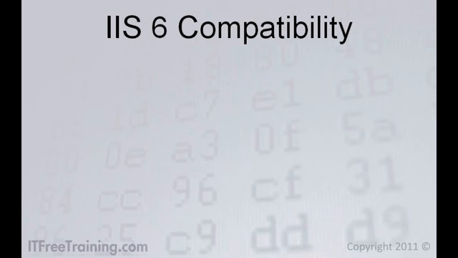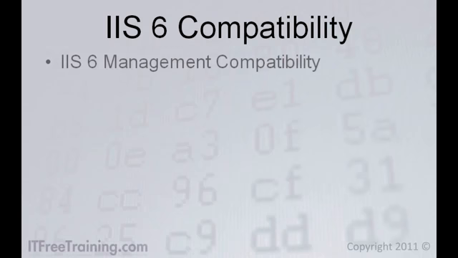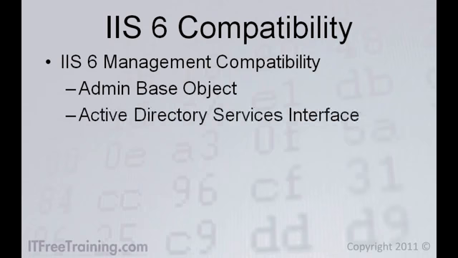There are 5 different compatibility components. First, IIS 6 Management Compatibility. This is the root component and required to support other IIS 6 compatibility components. IIS 6 Management Compatibility also installs Admin Base Object and Active Directory Service Interface. If you have web applications that use these, you will need to install this component.